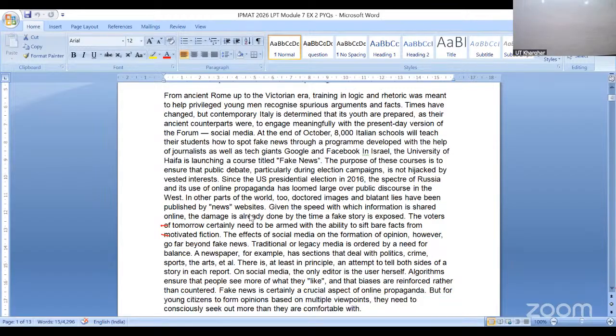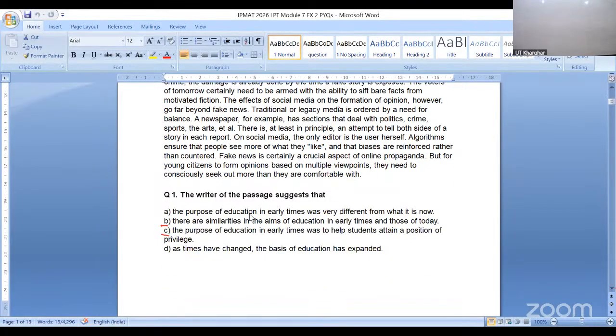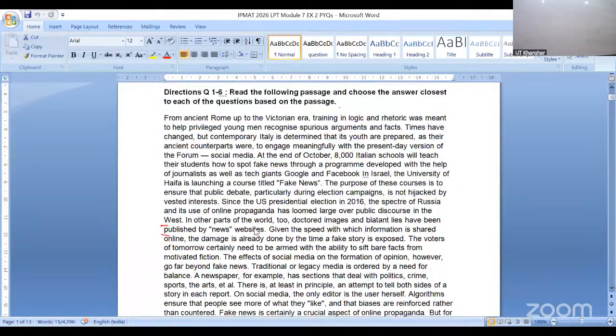Okay, so now coming to the question. The writer of the passage suggests that, if you read the options, it's talking about the purpose of education, right? All of them talk about the purpose of education. The purpose of education in early times was different from what it is now. There are similarities in the aims of education in early times and those of today. The purpose of education in early times was to help students attain a position of privilege. As times have changed, the basis of education has expanded. So where do you get the answer from?